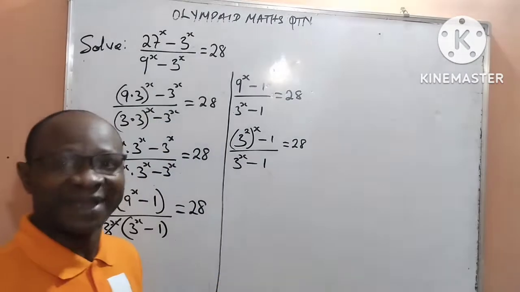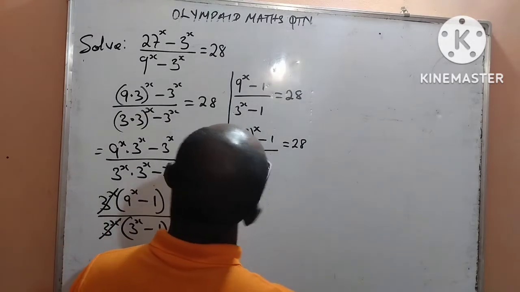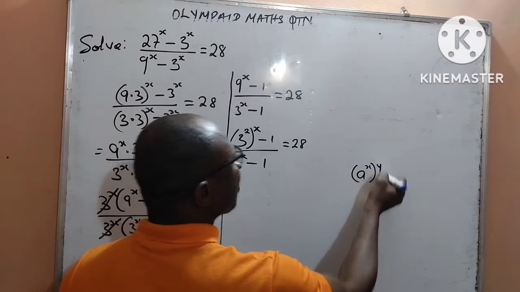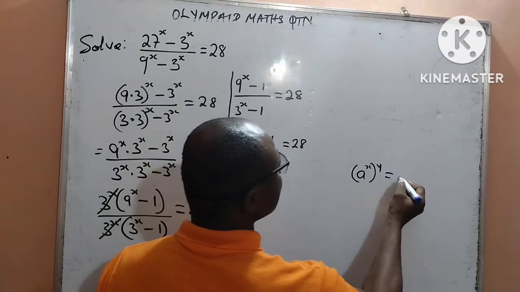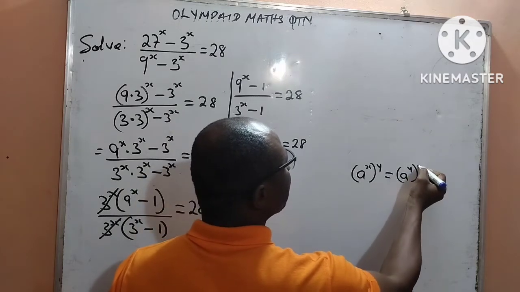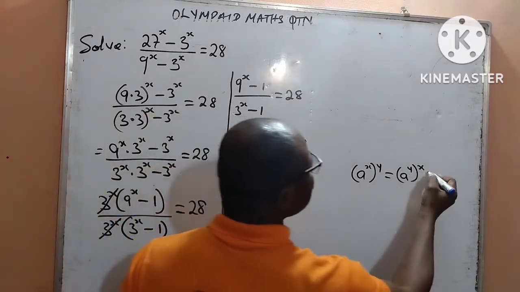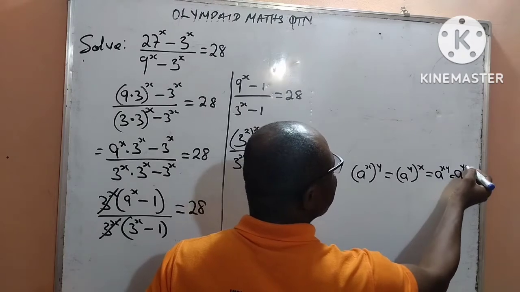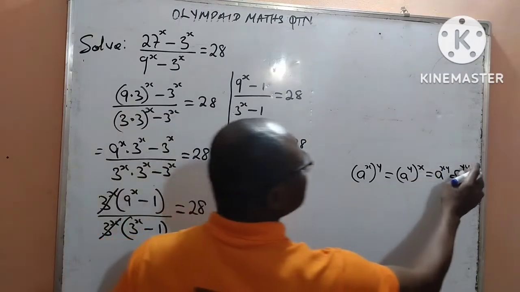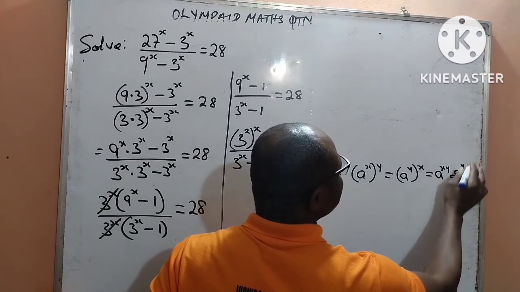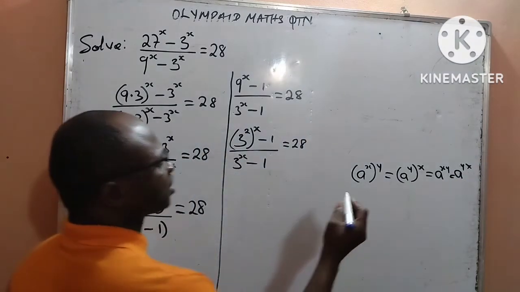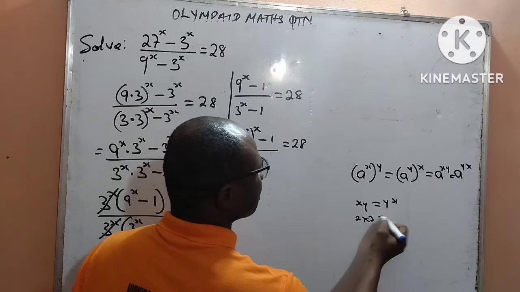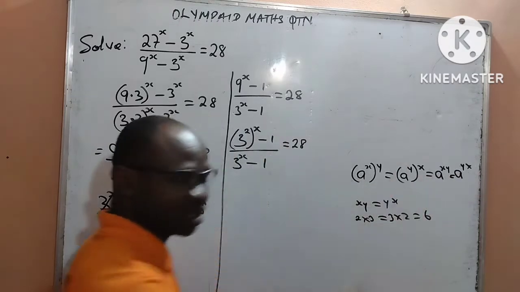See also by the law of indices that if I have (a^x)^y, it can be written as (a^y)^x, because it is actually going to be a^(xy) or a^(yx). Multiplication is commutative. What it means is that xy is equal to yx, because 2 times 3 is equal to 3 times 2, and it is still the same 6.